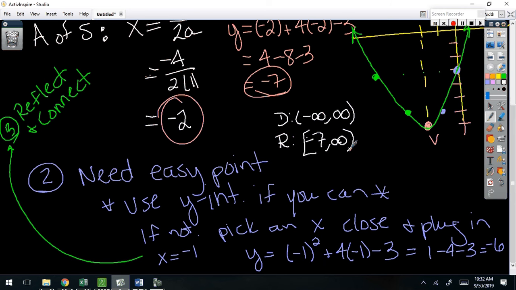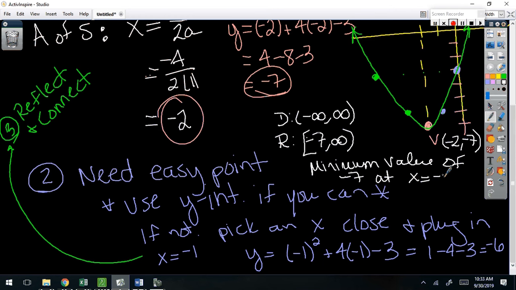Everybody okay on that? Does this one have a maximum or a minimum? Minimum. Absolute minimum at -7. So this is important, because, Noah, you're absolutely right, and the way in which you say it is very important. This function has a minimum value of -7 at x equals -2. The value of the function is -7 at x equals -2.